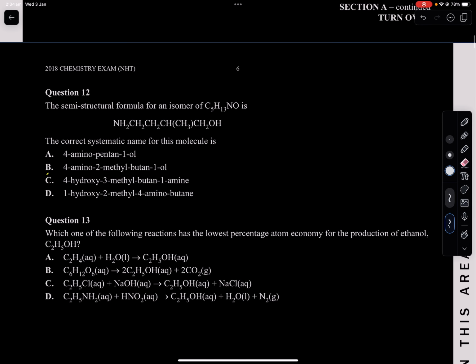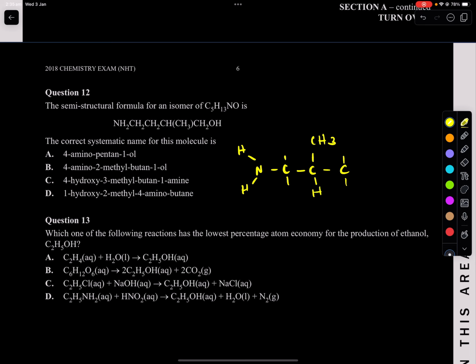So let's look at the next question. The semi-structural formula for the isomer is this. The correct systematic name for this molecule is what? Okay, so let's just draw it. It's an N here, so it's an H here. This is an amine group. CH here, CH3 here, H here, CH here, and OH.